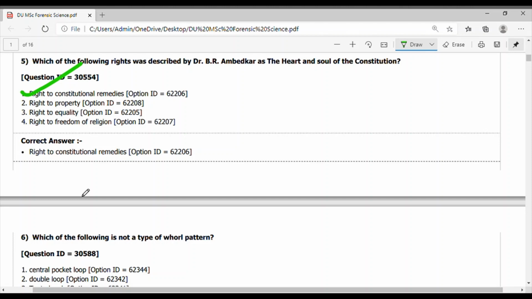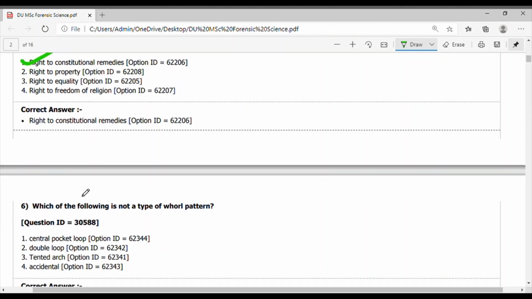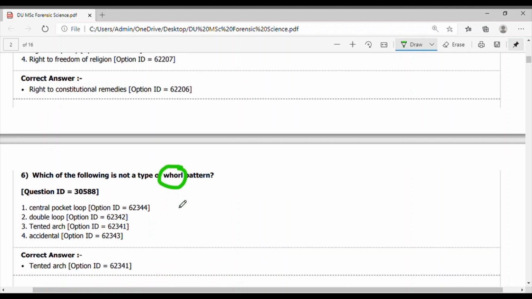Then, which of the following is a type of whorl pattern? The answer here is the third, that is tented. The tented arch is not present in the whorl pattern. We can see the central pocket loop, we can also see the double loop and the accidental loops in the whorl pattern, but the tented arch is not present in the whorl pattern.